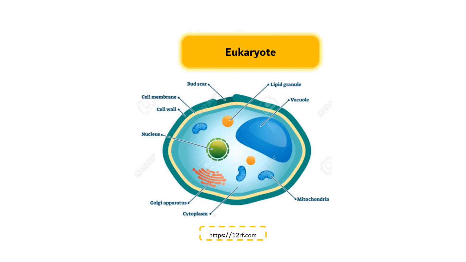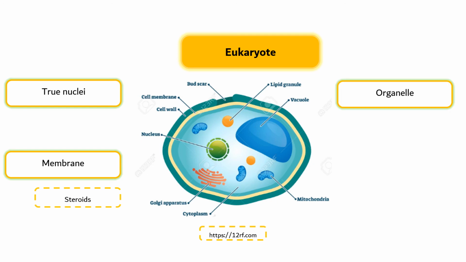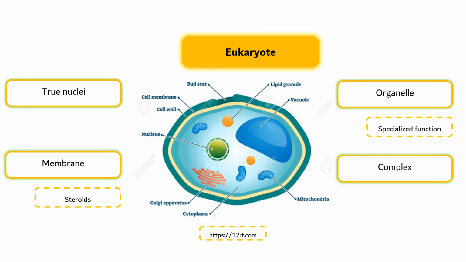Eukaryotic cells possess true nuclei. For instance, yeast, as shown in the figure, have a membrane surrounding the cell which is similar in structure to the prokaryote membrane. Eukaryote membranes contain steroids, which are absent in prokaryote membranes. In addition, the cells also contain organelles, which have specialized functions. Hence, eukaryotes are structurally more complex than the prokaryotes.